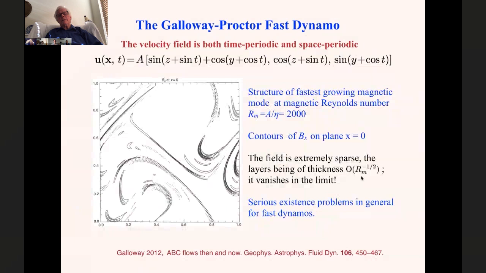Rm to the -1/2, well, it's thin. As Rm increases further, these layers get thinner and thinner, and they vanish altogether in the limit. So you just would not see the field. There are serious existence problems in general for what are known as fast dynamos of this type. This is all described in Galloway's paper, reviewing the field in 2012.